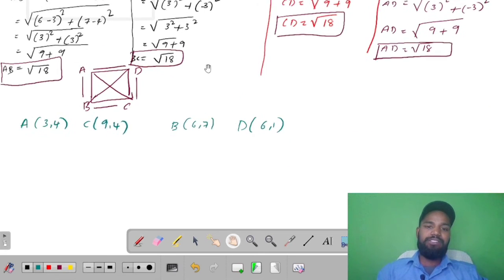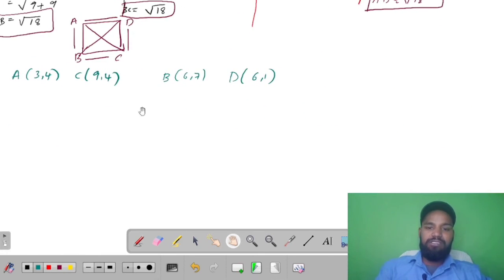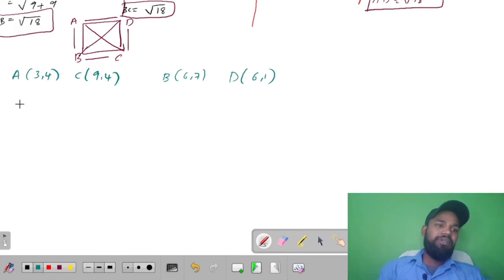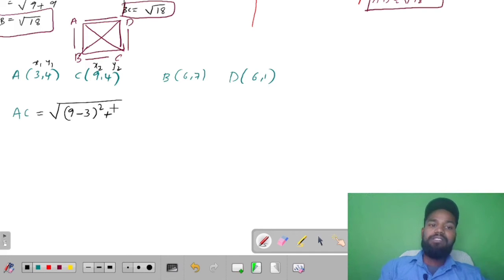Okay, we are going to find the distances. It is very simple, as we have done in the previous problems. AC equals under root, where this is x1, y1 and x2, y2. Now x2 minus x1 whole square, so x2 is 9, x1 is 3, whole square, plus y2 minus y1 whole square. Y2 is 4, y1 is 4.